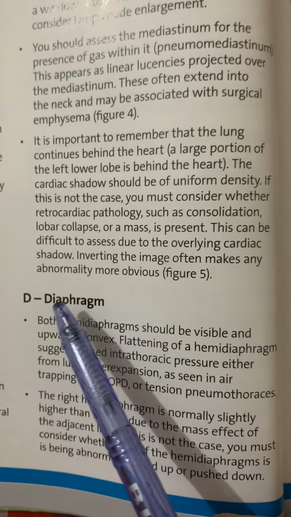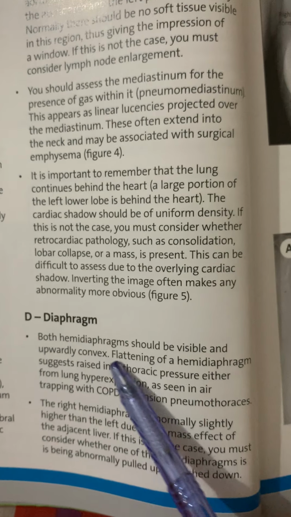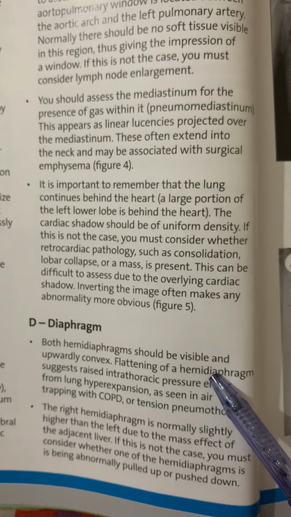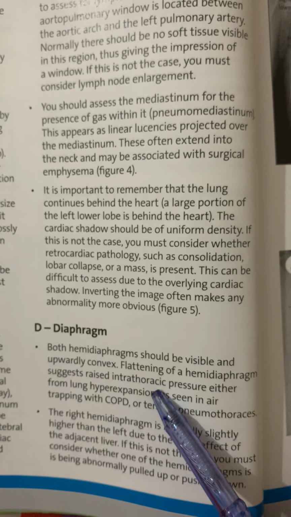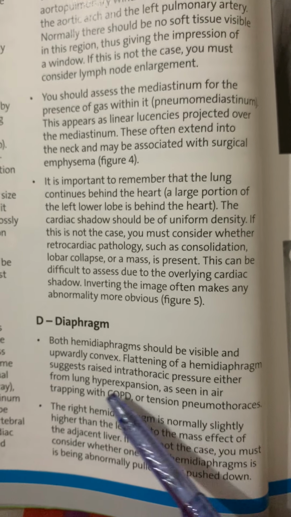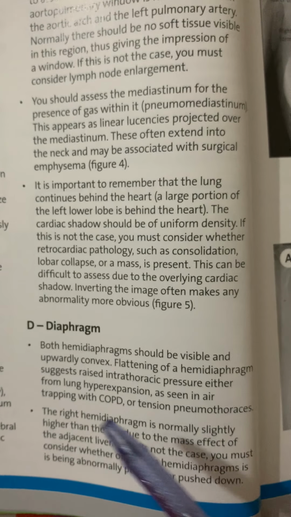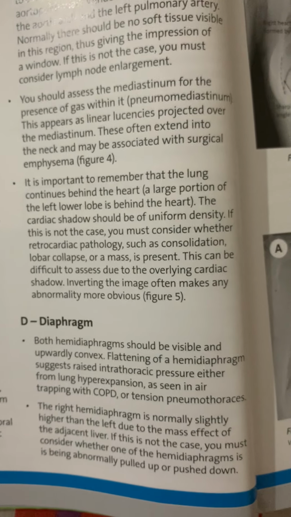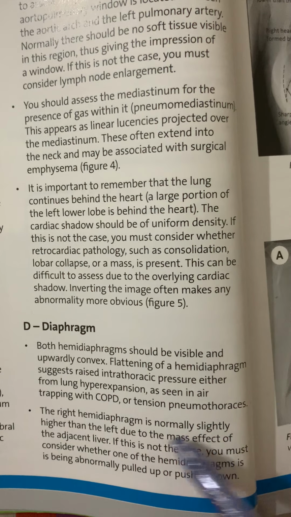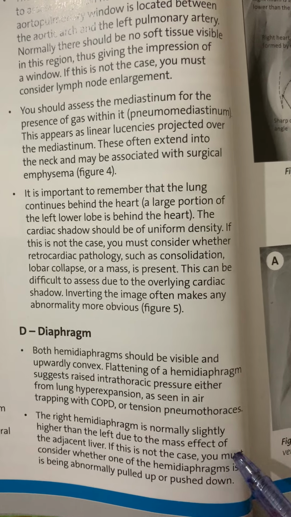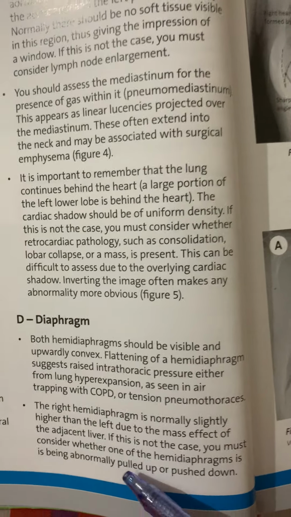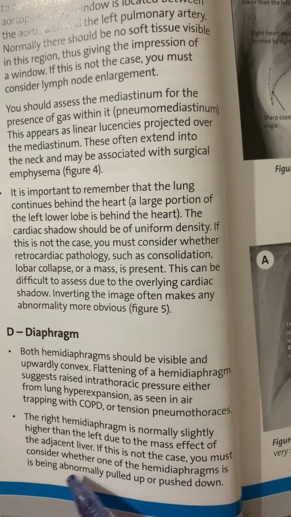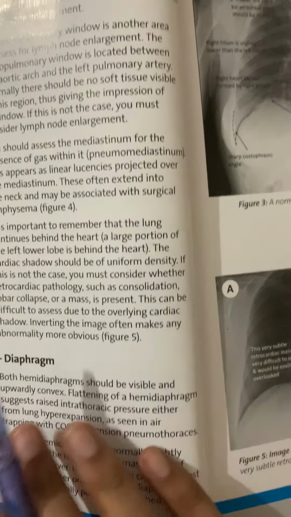Now coming towards the diaphragm. Both hemidiaphragms should be visible and upwardly convex. Flattening of a hemidiaphragm suggests raised intrathoracic pressure, either from lung hyperinflation as seen in air trapping with COPD or tension pneumothorax. The right hemidiaphragm is normally slightly higher than the left due to the mass effect of the adjacent liver. If this is not the case, you must consider whether one of the hemidiaphragms is being abnormally pulled or pushed down.